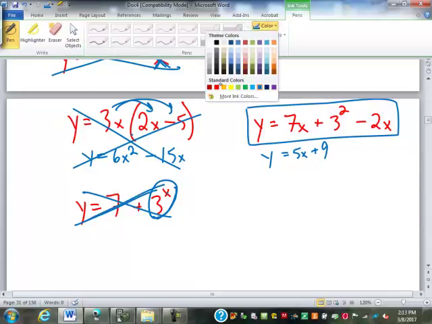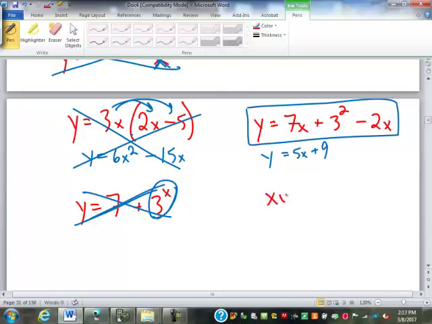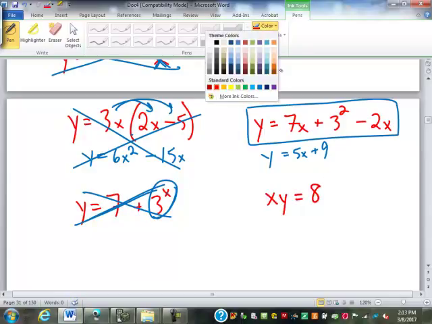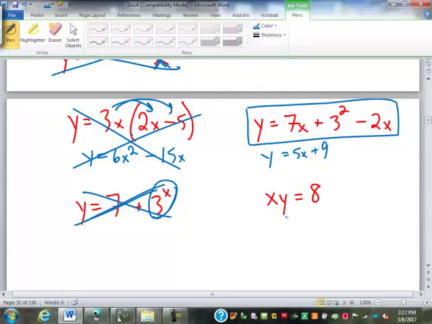And then here's the one that's a little bit trickier. That looks like a pretty simple equation, but it's not. X times y equals 8. Will that form a line? Well, we have to separate the variables, x and y. We divide by x, we get y equals 8 over x. And in that form, now it's obvious to us, no, that will not form a line.